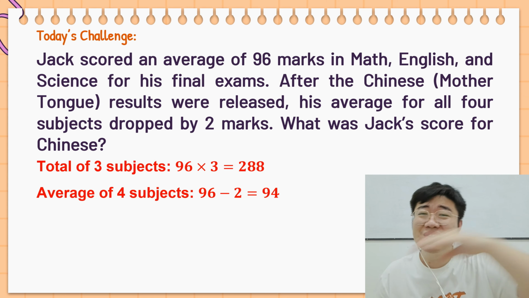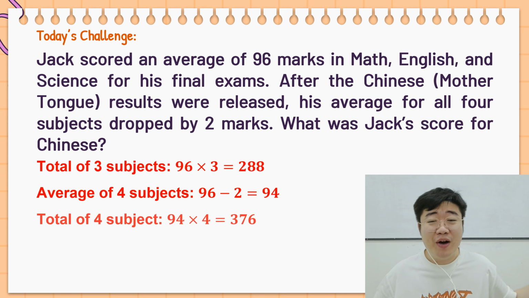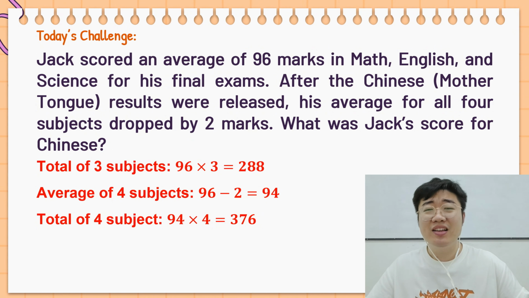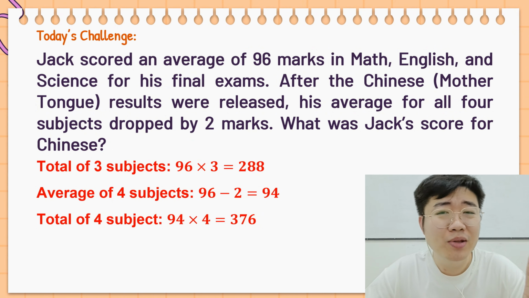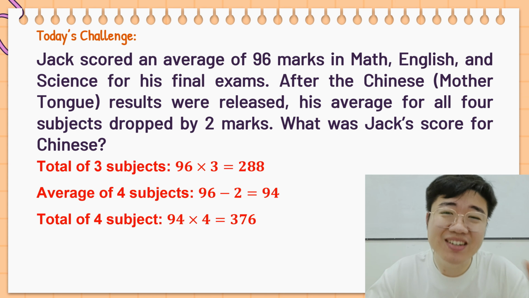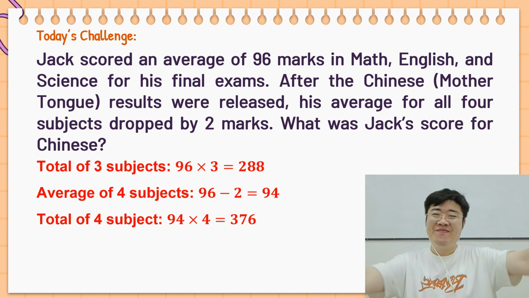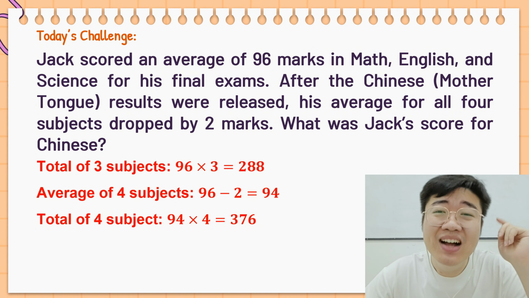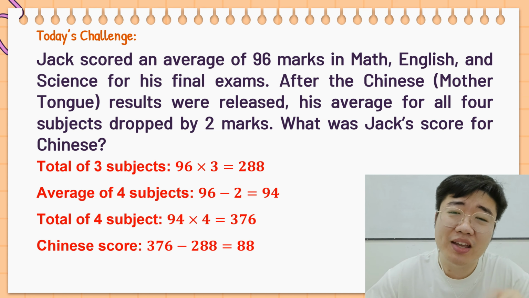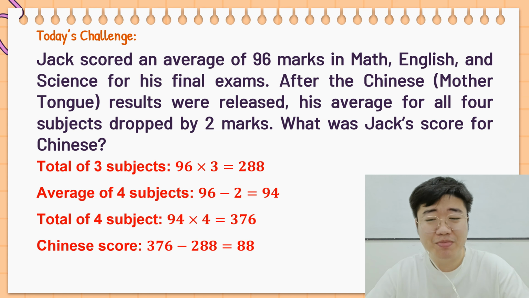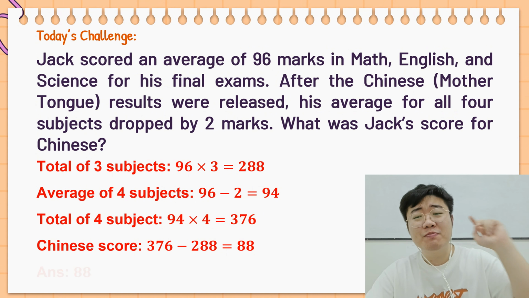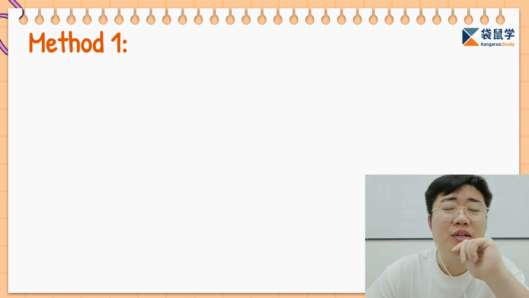Very good. We use the same formula again. So 94 times 4. Oh, 94 is the new average. 4 is the total number of subjects now. So altogether, 376 marks. Now, how do we find the score for the Chinese language? Yes, we just find the difference here. So 376 minus the 288. Oh, we find the newly added subjects. This is 88 marks.